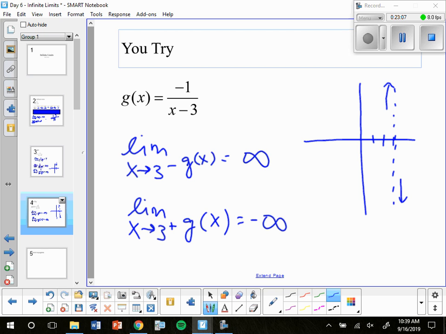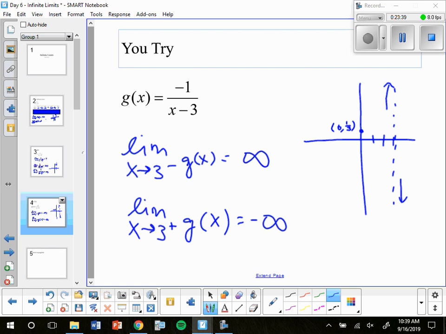If I wanted to do a really good job graphing this function, this is just a good question in general. What is my y-intercept? How do you find y-intercepts? Plug in 0 for x. So what's my y-intercept? 1/3. So I know I cross at the point (0, 1/3).